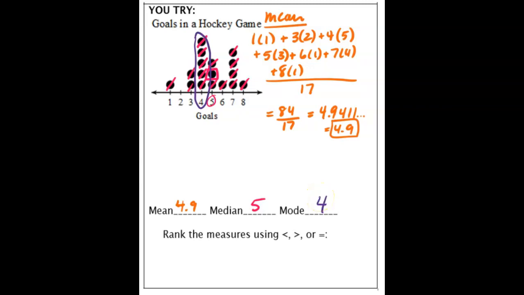Now as far as putting these into order, I like to do from least to greatest. So that would mean my mode, which is 4, is the smallest. The one in the middle would be the mean, which is 4.9. And then the biggest one was the median, which was 5.